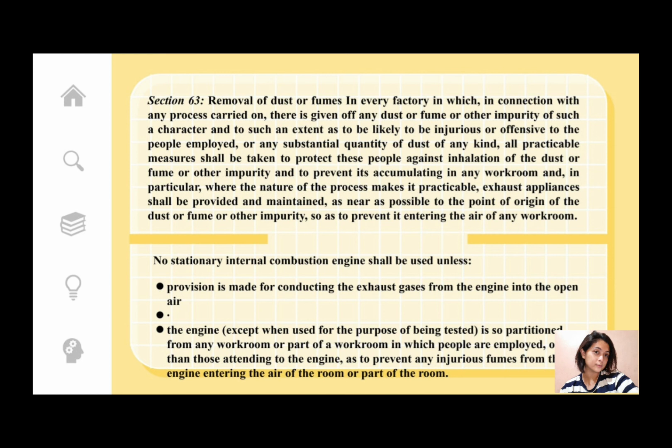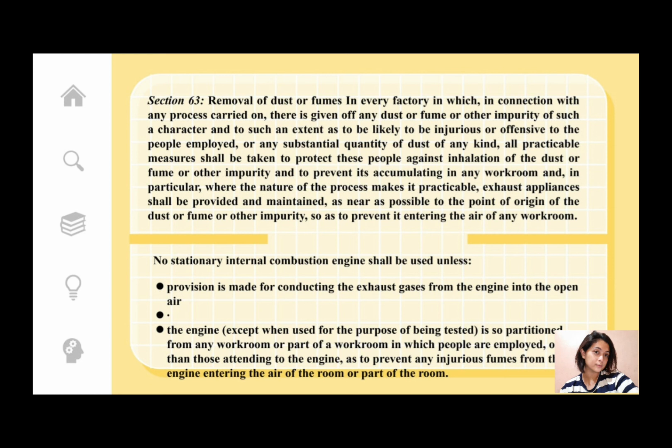taken to protect these people against inhalation of the dust or fumes or other impurity and to prevent its accumulating in any workroom, and, in particular, where the nature of the process makes it practicable, exhaust appliances shall be provided and maintained as near as possible to the point of origin of the dust or fumes or other impurity, so as to prevent it entering the air of any workroom.